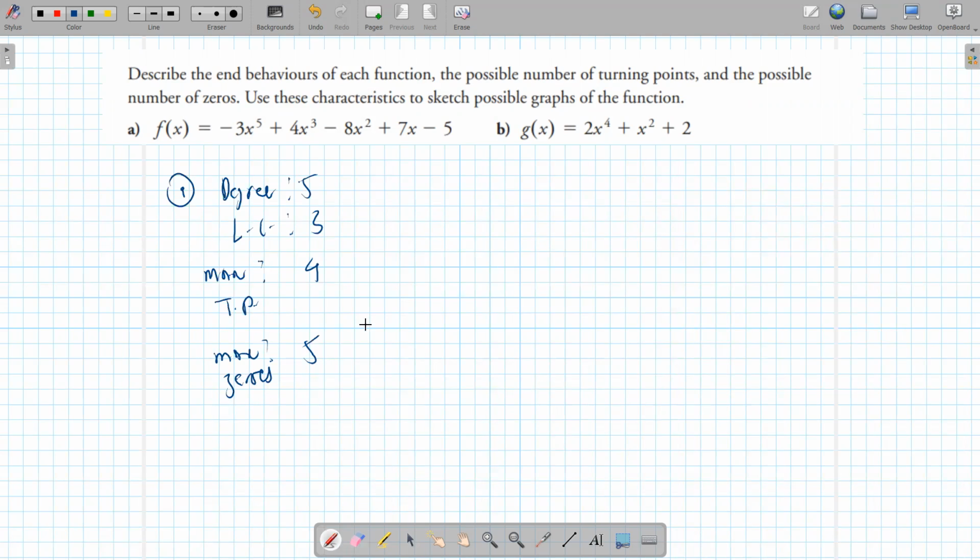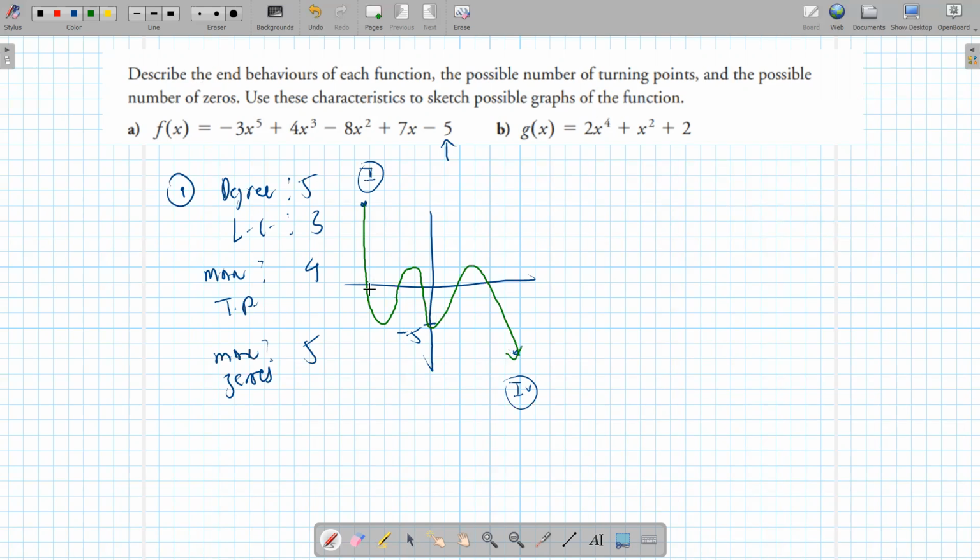What else do they want? End behaviors. So we know this is degree 5 and it's negative, so it's going to start here and end there. Degree 3, 5, 7 doesn't matter. If it's negative, it's going to start in quadrant 2 and end in quadrant 4. What is the y-intercept? Negative 5. So we know there's a y-intercept of negative 5. We don't know where the zeros are, and we don't really care, but we do know there's going to be 5 maximum zeros. So 1 zero there, 2 zeros there.